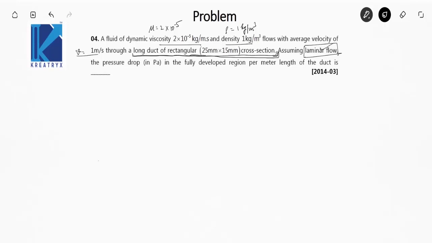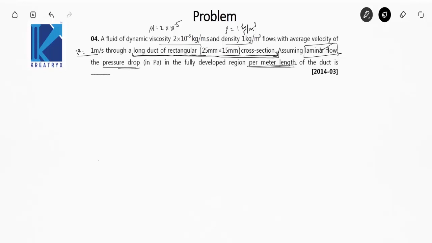The pressure drop in the fully developed region per meter of the length. Pressure drop in the fully developed region per meter of the length. So you see, these types of questions are again and again asked in the GATE paper. So this topic is actually very important from the GATE point of view. Every year you can encounter a question from this chapter. Okay, so let's solve this question.